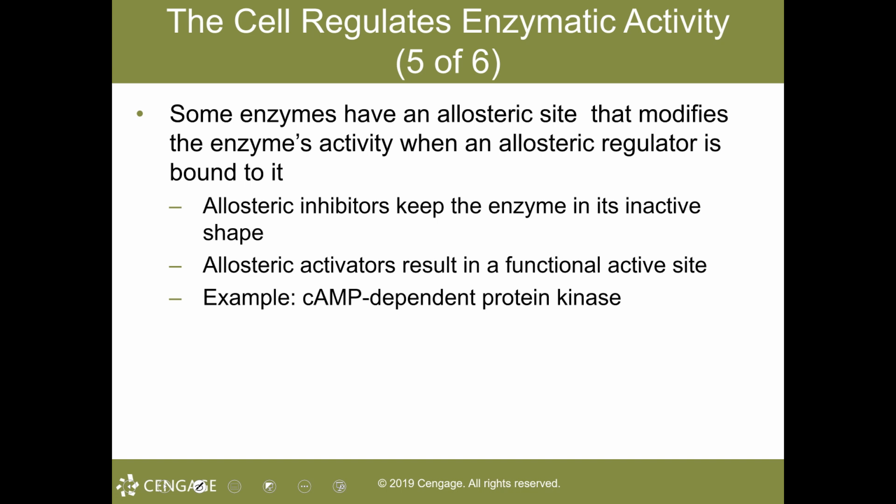For instance, some of which can be called cyclic AMP, meaning those cAMP-dependent protein kinases. So the allosteric activators result in that functional active site. In other words, if you look closely, class, in figure 7.16, 7.16b shows you the active form of the enzyme based on the removal of that allosteric inhibitor, which of course activates the enzyme.